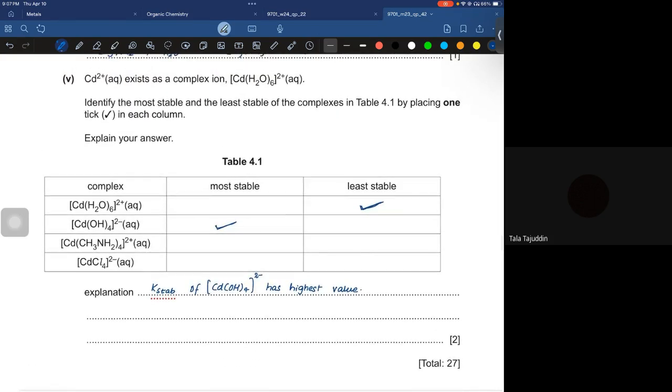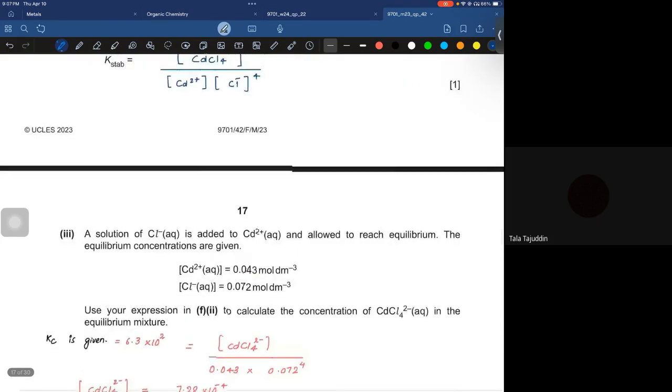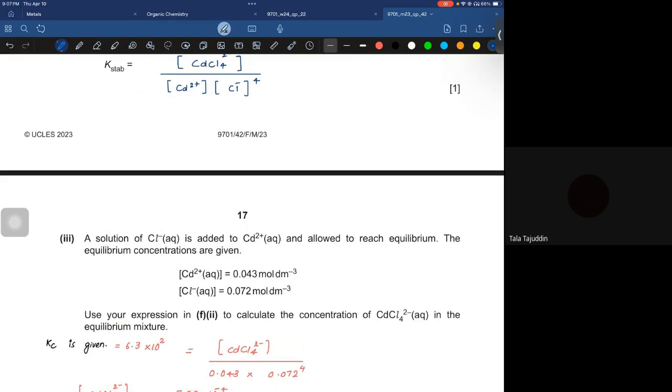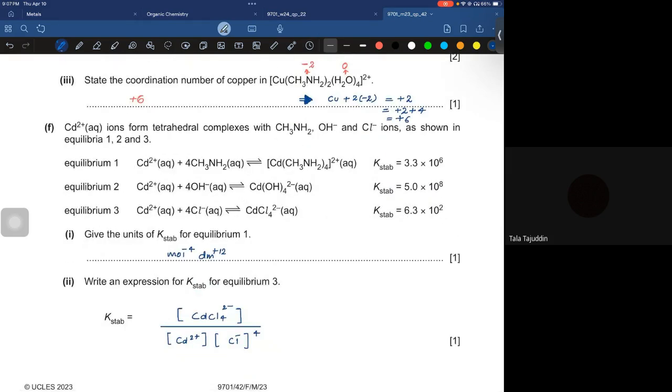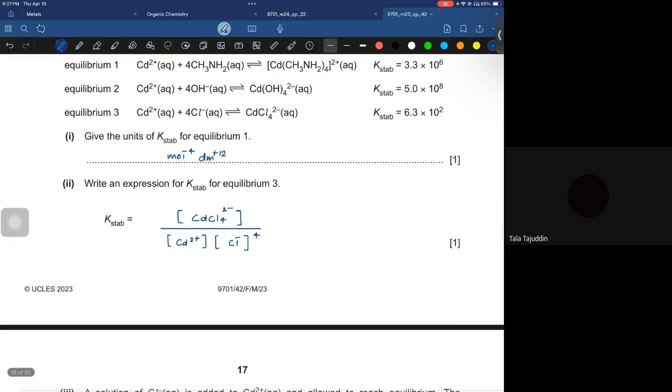Cadmium 2 plus exists as a complex ion. Identify the most stable and the least stable of the complexes in table 4.1 by placing one tick in each column. What is the most stable one? If you can see the higher K stab value, I would say the complex is more stable. And if you can see the lowest K stab value, you can say the complex is the least stable one.